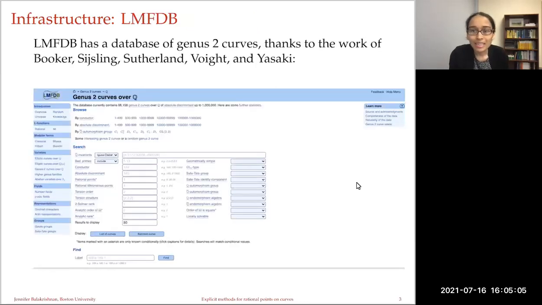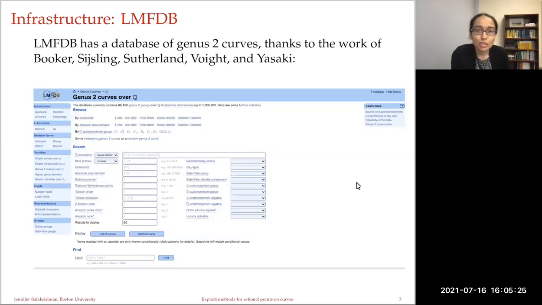Now, as far as getting data, especially if you have a conjecture that you'd like to test, or you'd like to just browse and maybe discover new patterns among structures that you've been looking at, well, the L-functions and modular forms database is a great resource for this.